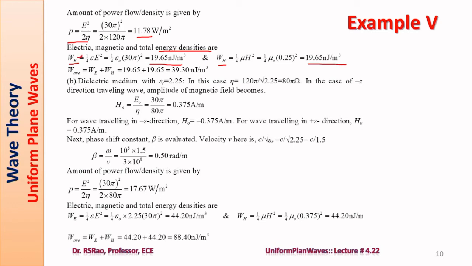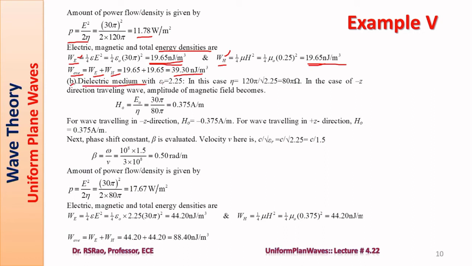Notice that electric energy density and magnetic energy density are equal. It is not an accident. Half of the energy of the wave is in electrical form, half of the wave energy is in magnetic form. That's why here they turn out to be the same. The total average is electric plus magnetic. It turns out to be 39.30 nanojoules per meter.